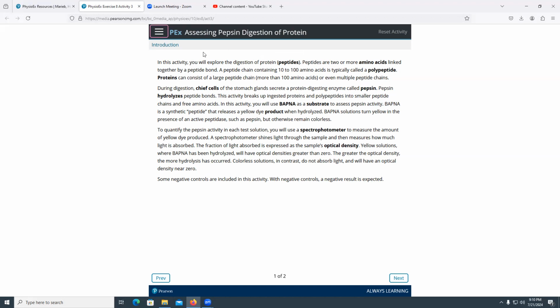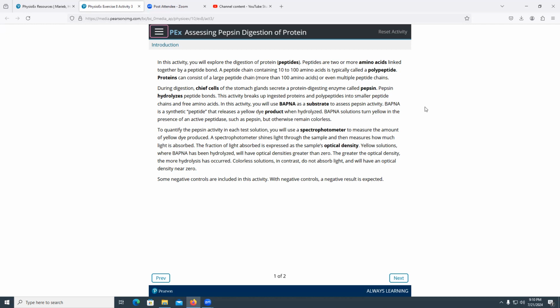So pepsin hydrolyzes these peptide bonds. This activity breaks up the ingested proteins and polypeptides into smaller peptide chains and free amino acids. So in this activity, we will use BAPNA as a substrate. That will represent our substrate that will be taken into the active pocket, the active site of our enzyme of interest, pepsin.